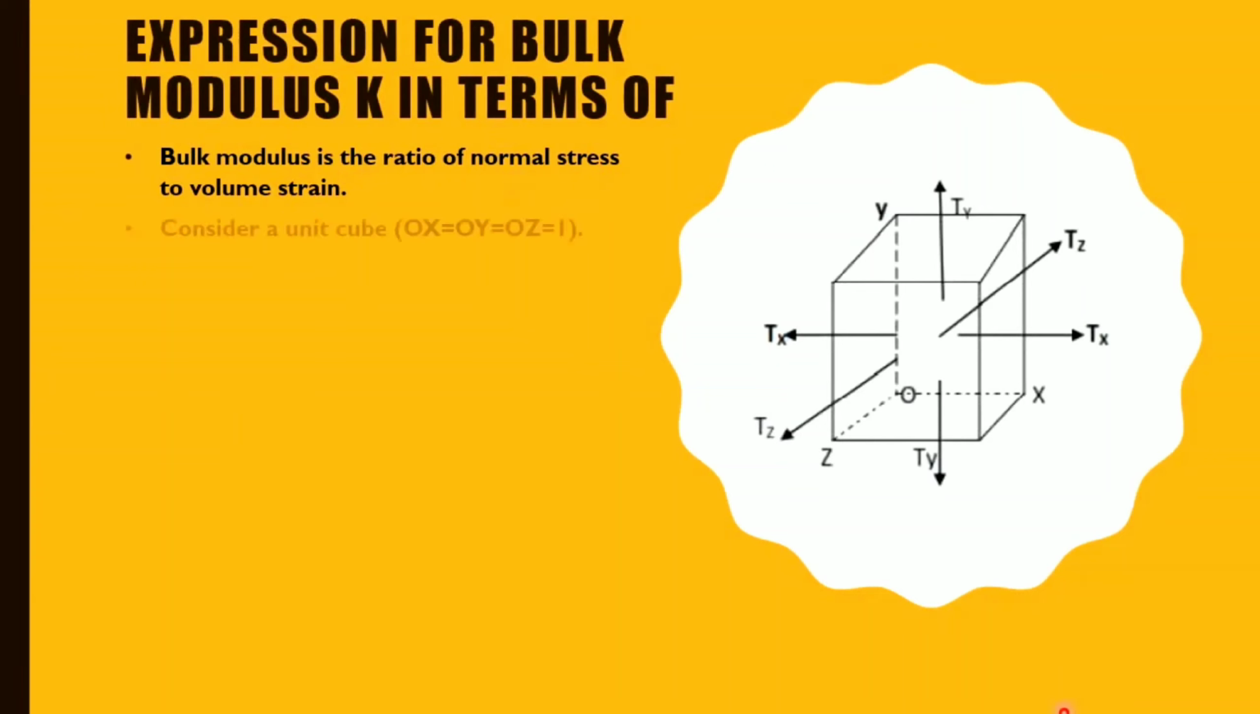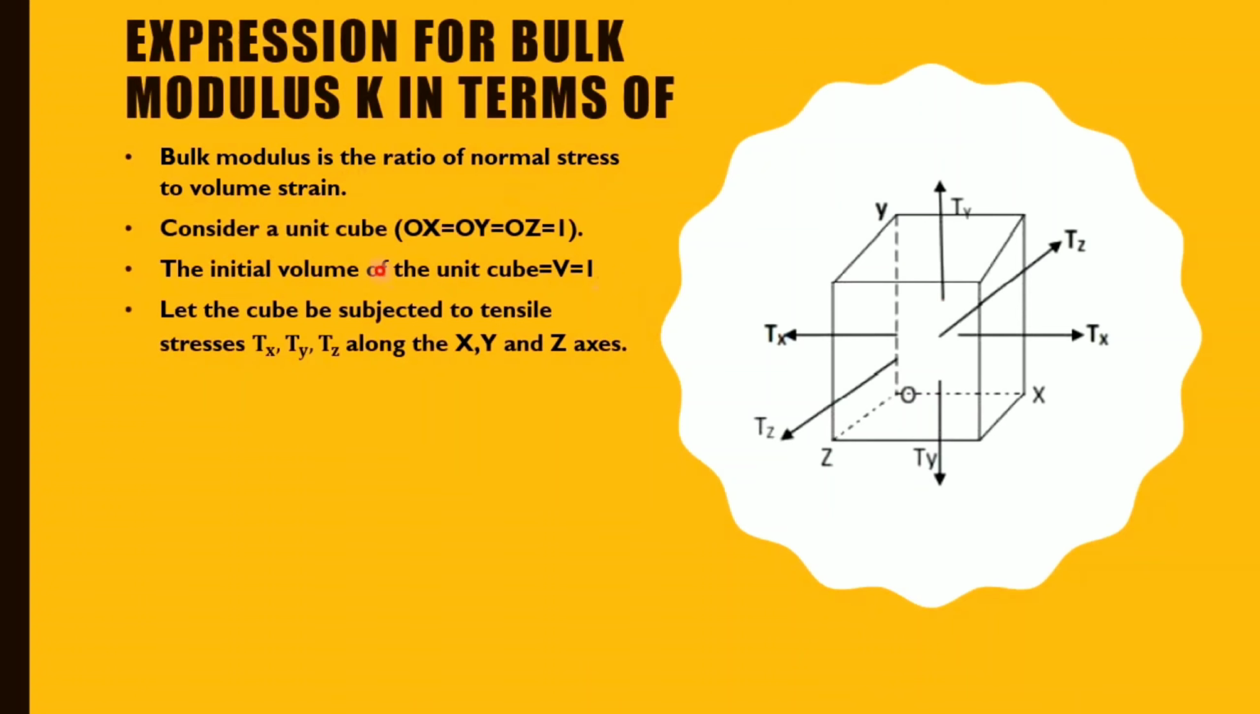First of all we will consider a unit cube, that is OX, OY and OZ are equal to 1, and the initial volume of this cube, which is equal to capital V, is equal to 1. Now let the cube be subjected to tensile stresses. So the tensile stresses are Tx along the x-axis, Ty along the y-axis and Tz along the z-axis.